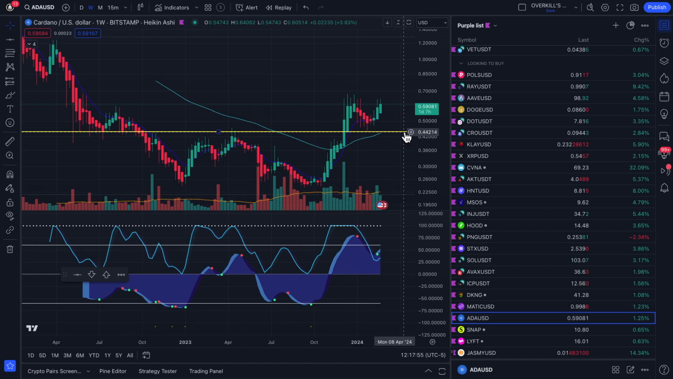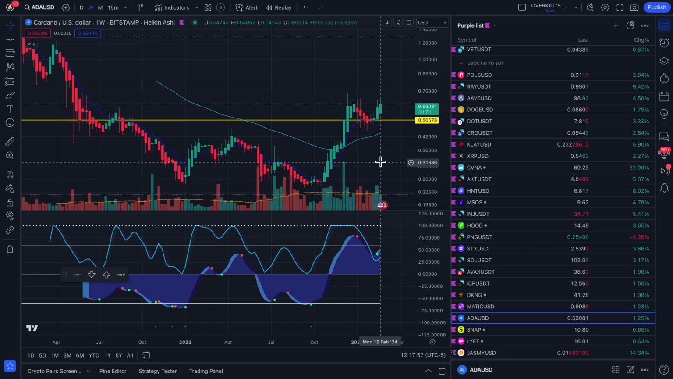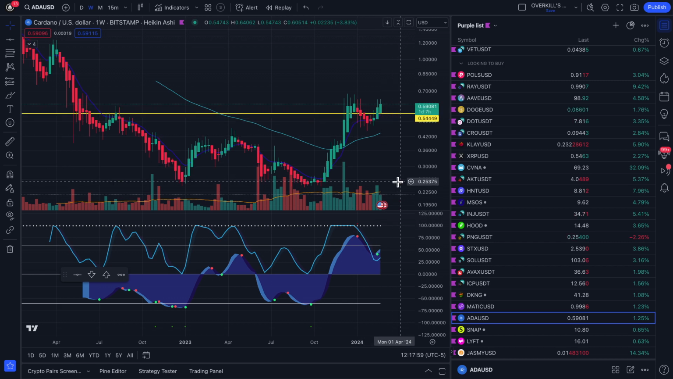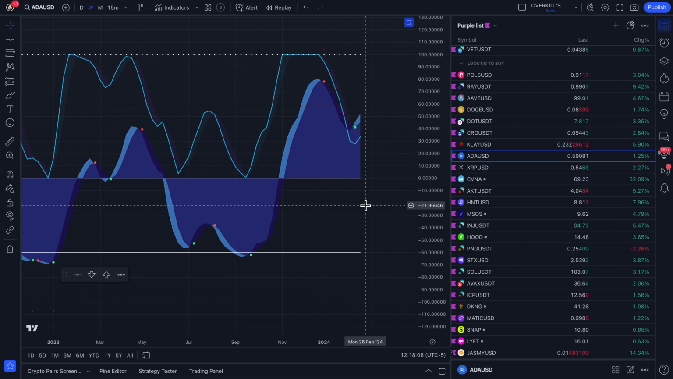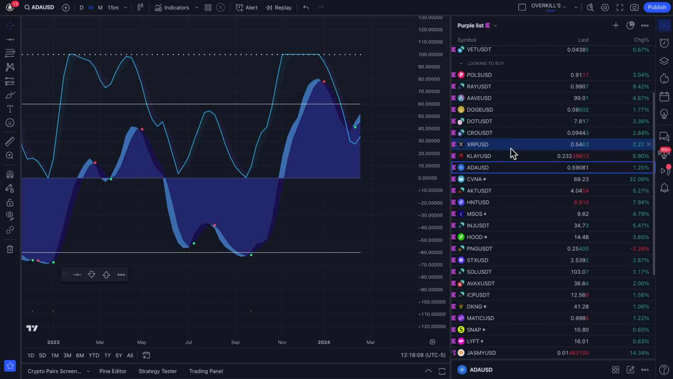Here's Ada, Cardano. Again, moving the stop loss up. Let's go to that candle right there. 50. We'll probably put it right here at 54. Okay, and again, this one also looks good. So Ada is going up on the list there. Bang. I'm hating on XRP right now.